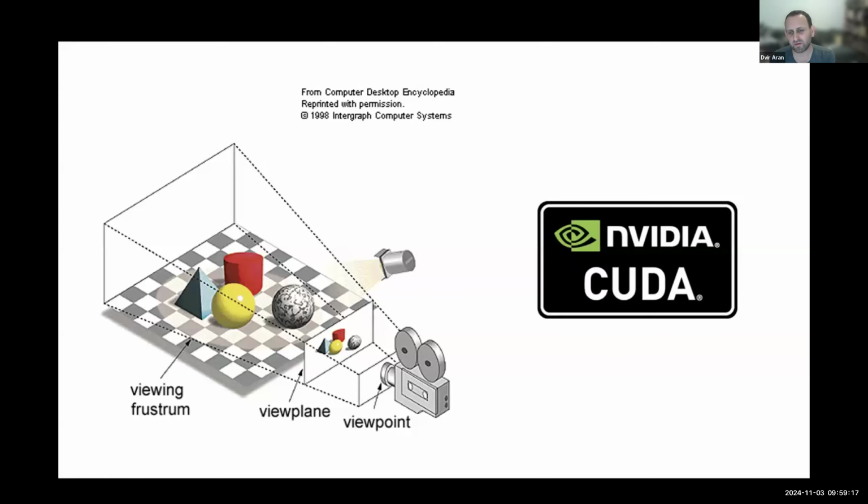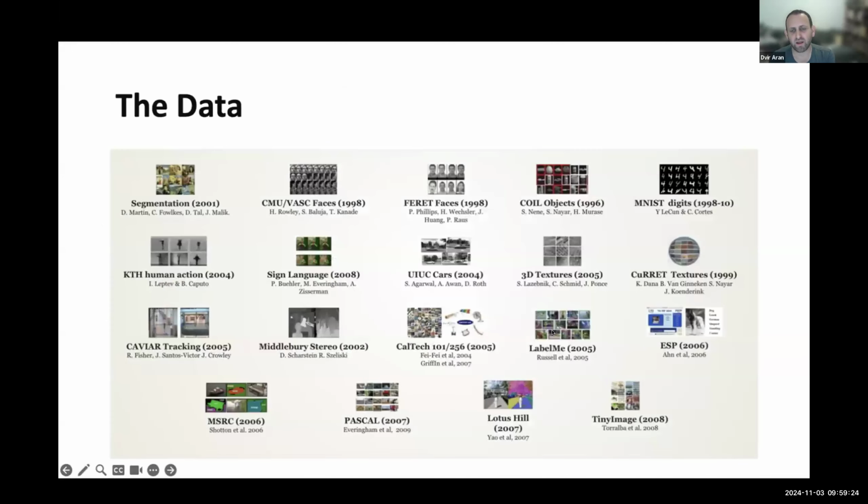AlexNet was the first paper that used that in the context of neural networks. And the data. So to do machine learning, we need data that is labeled, and here specifically we're talking about images, to label images. And since the 90s, many groups started to create all those data sets with thousands of images with labels, and those were used as benchmarks for all the algorithms that were developed back then.